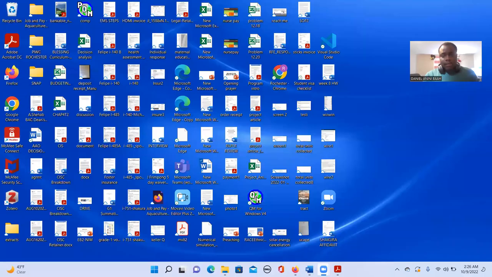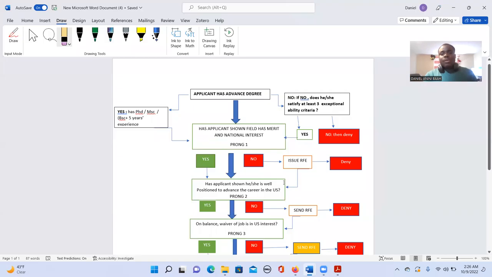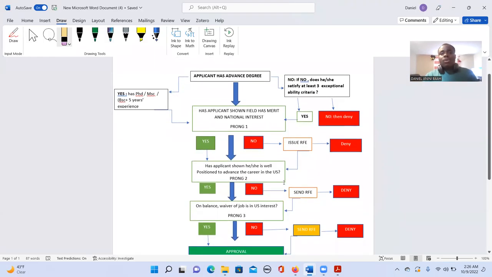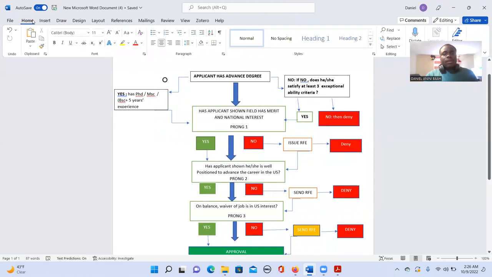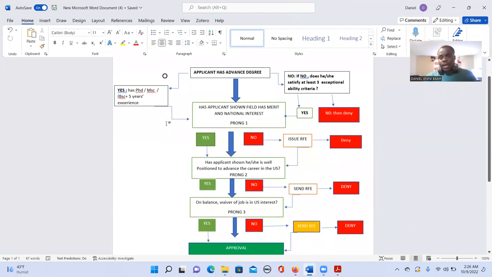So we have been looking at how immigration officers approve EB2 National Interest Waiver cases, and let's have a recap of what we did last week. Without wasting time, let me share my screen so that we can have a recap. Last week, we were looking at this model of how USCIS officers decide to approve or deny a case. I'm just going to give a quick summary of it.